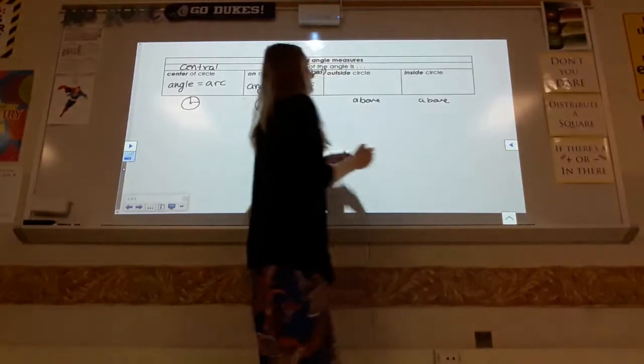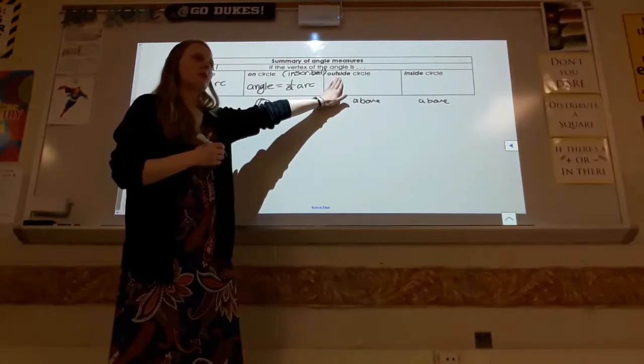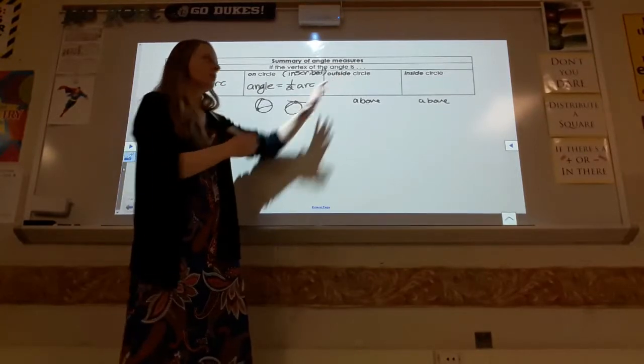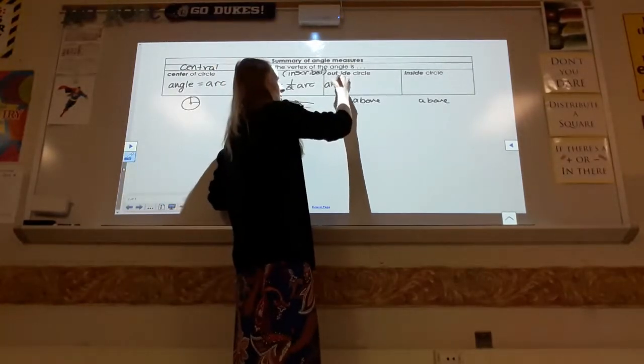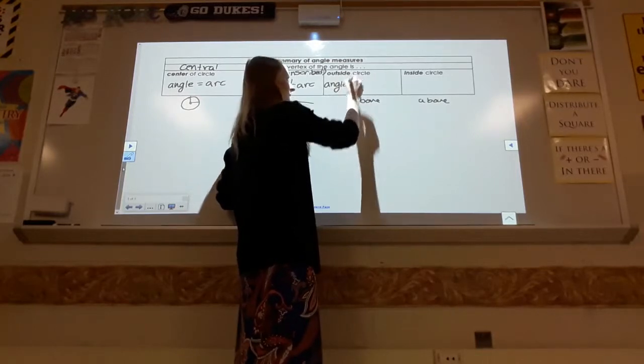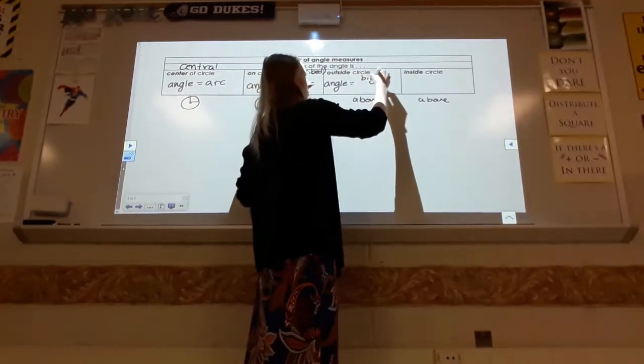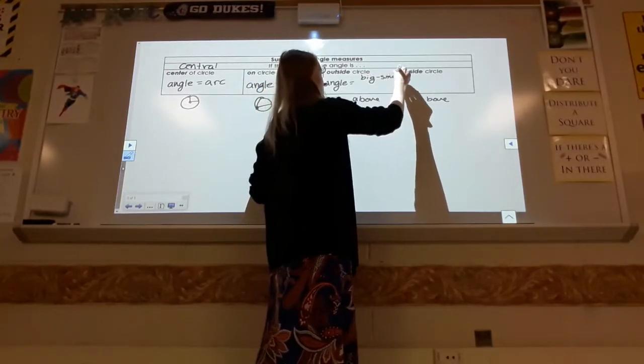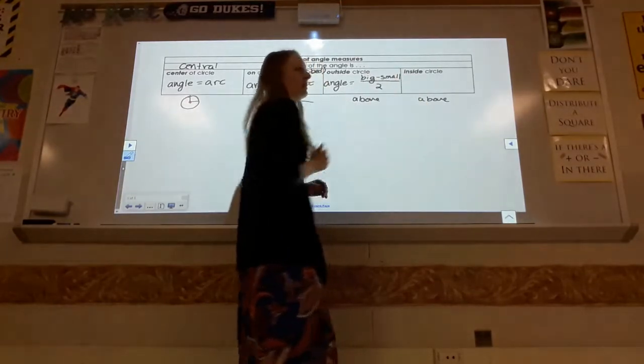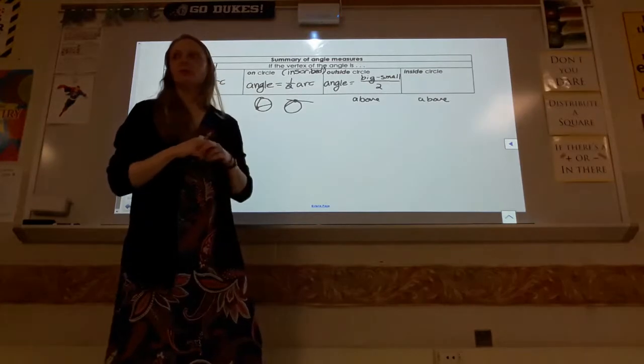Okay. So what is the formula when the vertex of the angle is outside of the circle? Angle equals what? Outside. Big minus small divided by 2. It's a rule or formula that we would use.